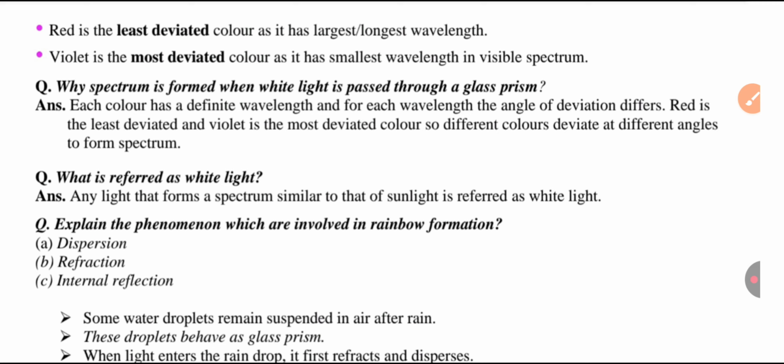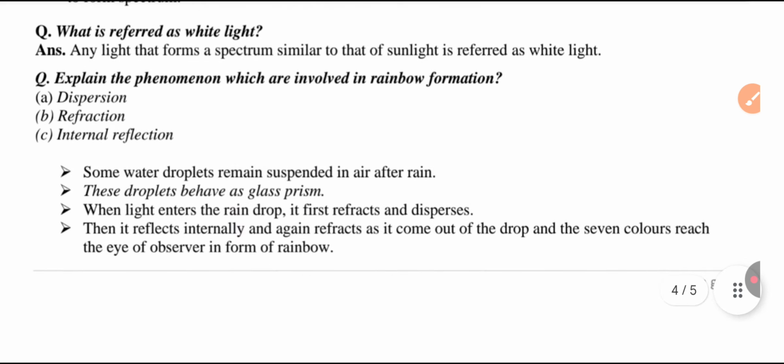Red is the least deviated and violet is the most deviated color, so different colors deviate at different angles to form spectrum. What is referred to as white light? Any light that forms a spectrum similar to the sunlight is referred to as white light.